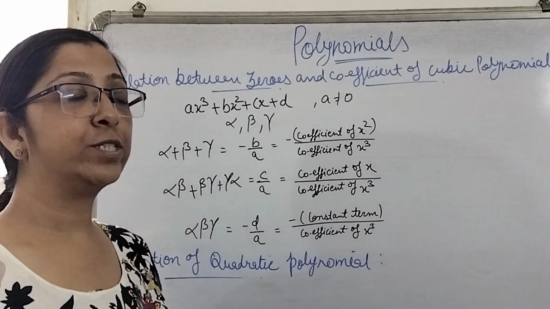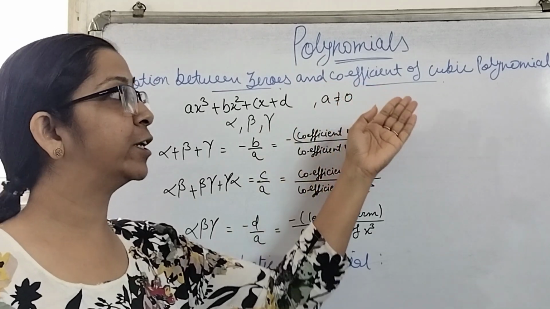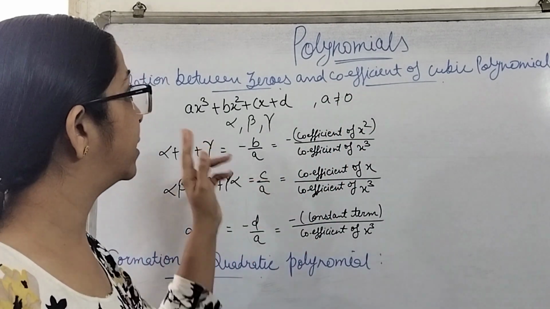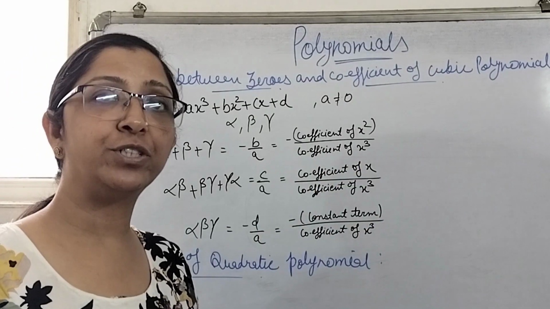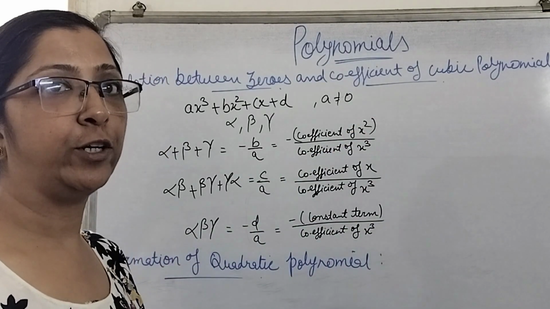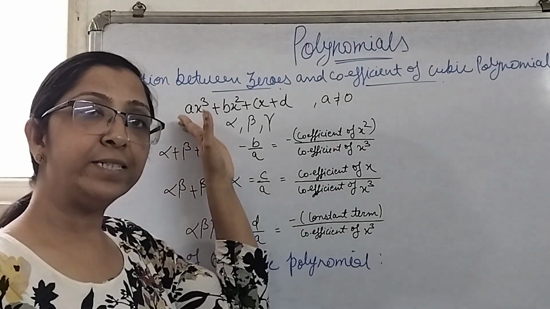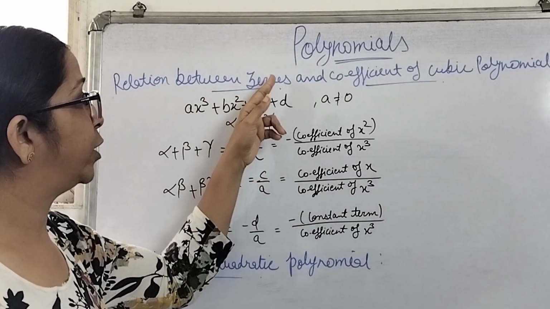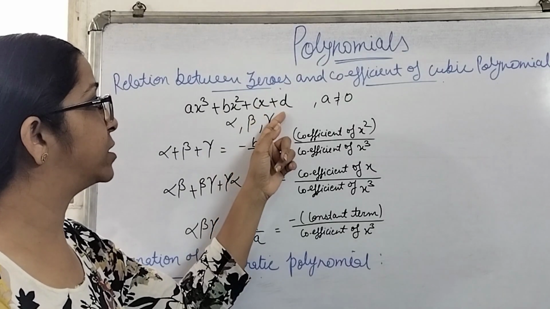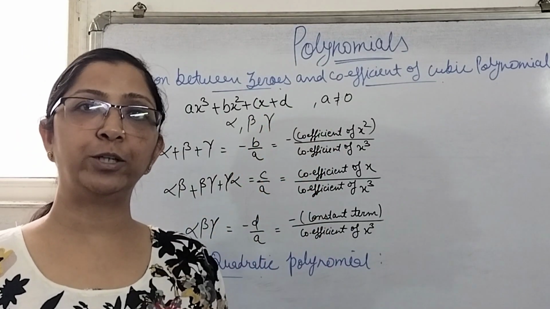Now let's see what's the relation between zeros and coefficients of a cubic polynomial. Just now we have seen the relation of zeros and coefficients of a quadratic polynomial. Now we will be seeing it for the cubic polynomial. We have already seen that the general form of a cubic polynomial is ax cube plus bx square plus cx plus d, where a is not equal to 0.